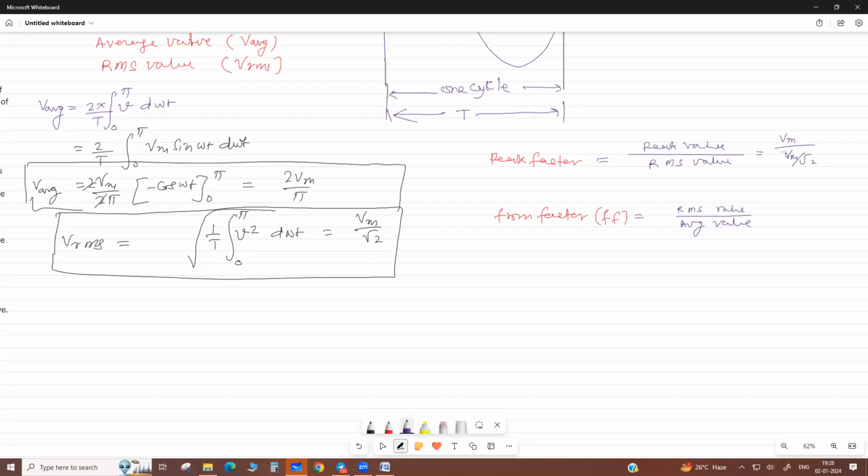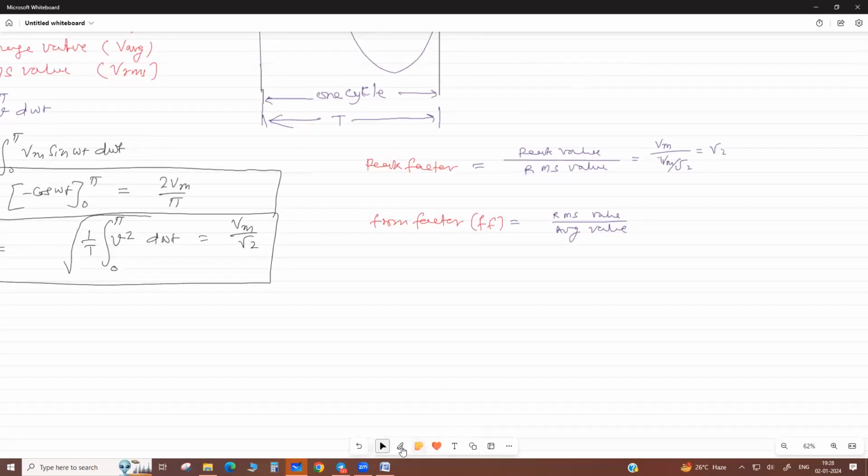Okay. So now VM cancels, so it is root 2 only. And what is the value of root 2? 1.414. क्या होती है बताइए? रूट 2 1.414. Okay.